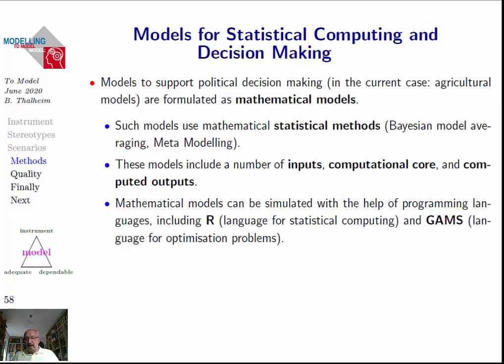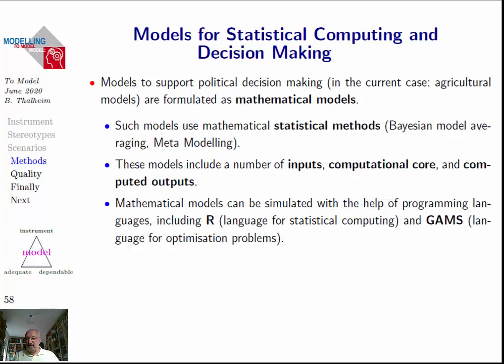Similarly would be if you use models for statistical computing and decision making. In this case, you have to consider the classical computer science problem again. Garbage in means garbage out. That means if a model should support political decision making, then you might have a means to use mathematical models as long as you have a proper data set.